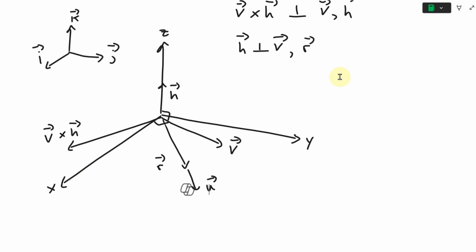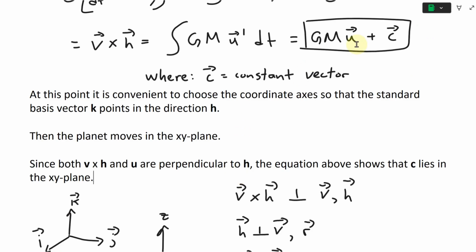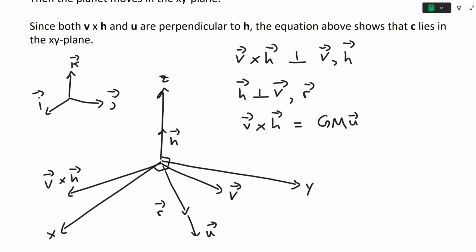So in other words, we know that v cross h is not only a vector, a cross product which is perpendicular to both h and v, but it's also equal to the scalar GM times the u vector, because remember, you're taking the integral. So GM u vector plus c.